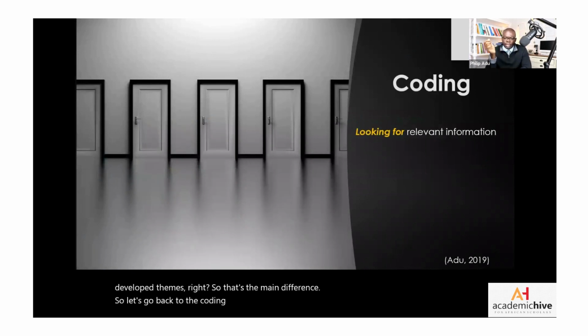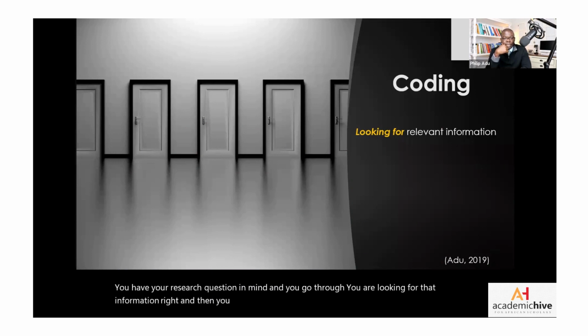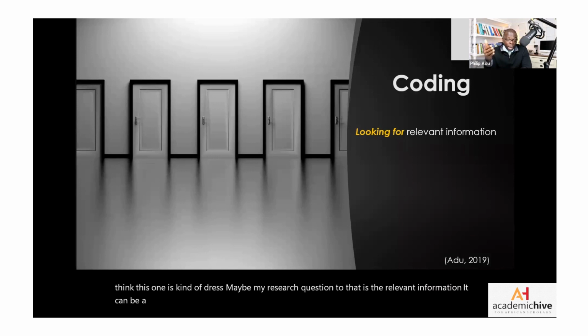Coding, as I said, is looking for relevant information. So you ask yourself, what is relevant information? Any information that will help you address your research question. You have your research question in mind and you go through, looking for that information. And then you see something that the participant said, and you ask yourself, I think this can address my research question. That is relevant information. It can be a phrase, a word, a sentence, or a paragraph. The most important thing is that the information is relevant in helping you address your research question.